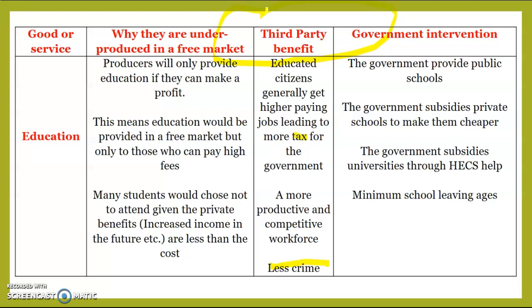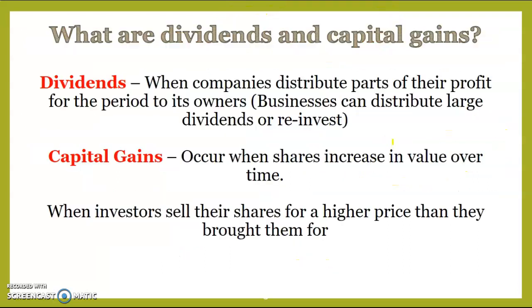get an education. So the government will step in and provide things like public schools. They'll subsidise private schools. They'll give people HECS help, which is like a discount on university, and you have to pay it back once you're working. And things like minimum school leaving ages to make sure we get the right amount of education in society.